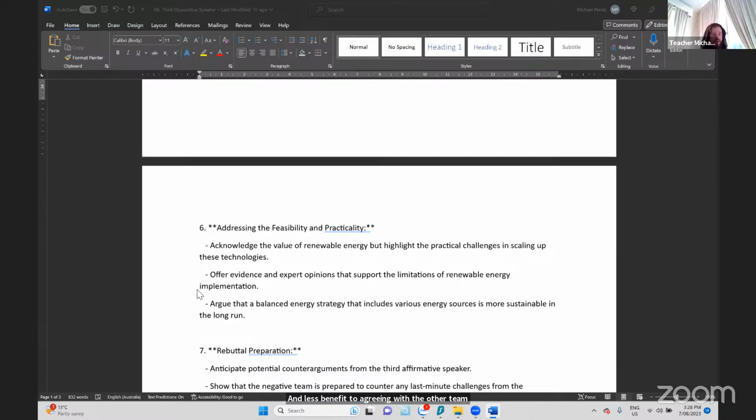You need to offer, again, evidence and expert opinions that support your view of the motion or support your team's stance on the motion. And you need to argue, again, that it is better to believe your team's solution and to adopt your team's solution to the issue.